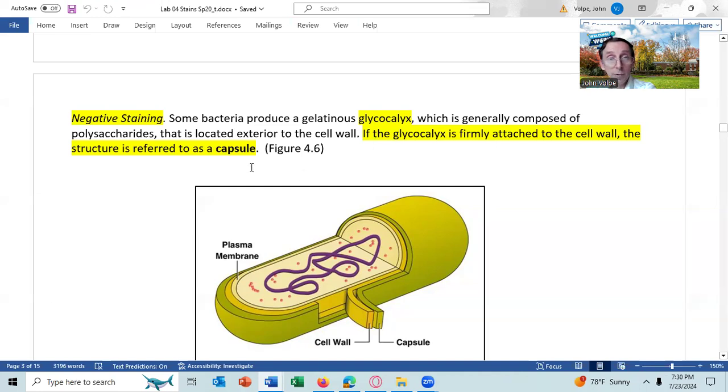If the glycocalyx is firmly attached to the cell wall and is a structure seen in the light microscope, we call it a capsule. And the capsule, if you remember, is less than 95% water, meaning water is probably the main molecule in the capsule, and it's actually the main molecule in the bacteria as well, because all bacteria and all living cells are 70% or more water. And the capsule is probably 70% or more water, but it's less than 95%. The slime layer is 95% or more water, and it doesn't show up under the light microscope.